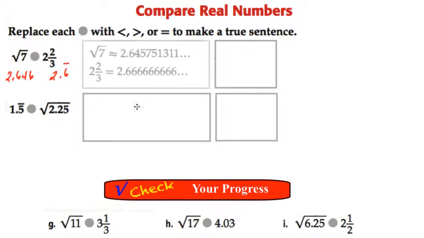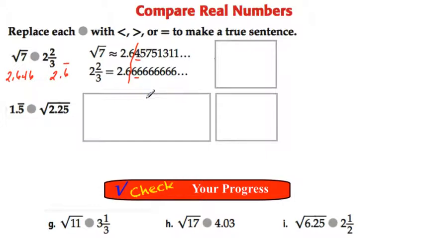So we need to figure out which one of these is bigger. So we're going to have to look at each of those decimal places. Well, it's the same up to the second decimal place, right? So if we evaluate it to the nearest tenth, they're exactly the same. But if we look over one more digit, 2 2/3 is bigger than the square root of 7. So therefore, we're going to say the square root of 7 is less than 2 2/3.